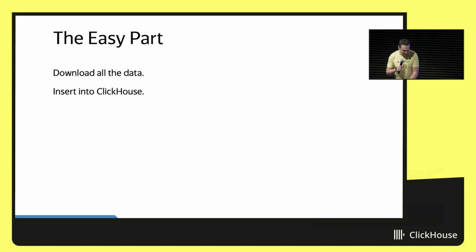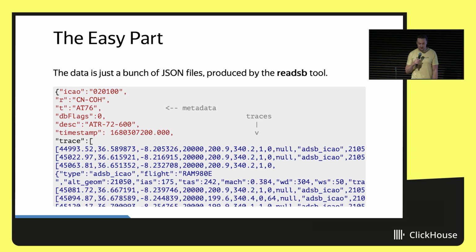Let's just in case check how to insert and what the data looks like. Each file contains a lot of smaller files, JSON files produced by some tool. And these JSON files contain some metadata about aircraft. So for example, TAT76, it is ATR 72600, a type of airplane. Timestamp and a list of traces. And every trace is a coordinate, altitude, speed, vertical speed, and many other fields.